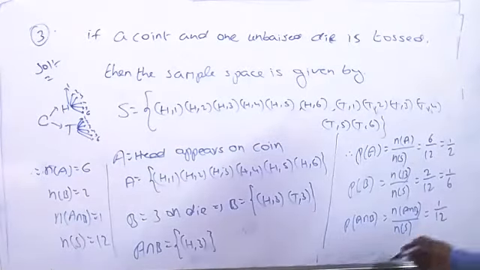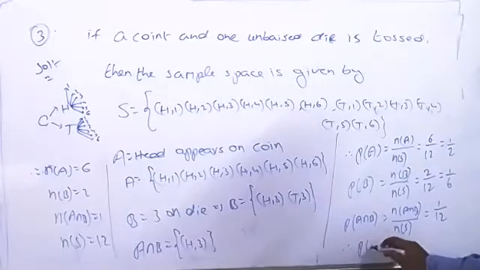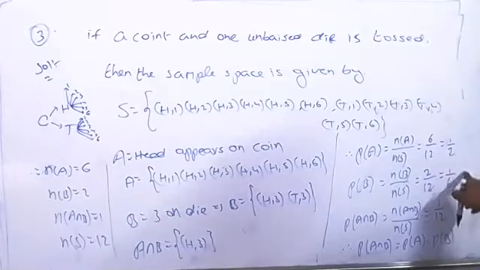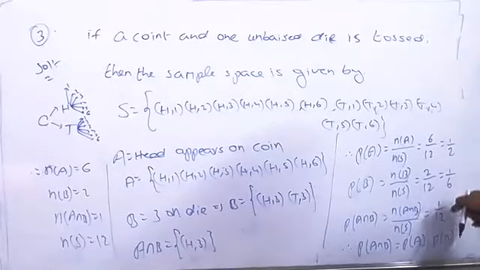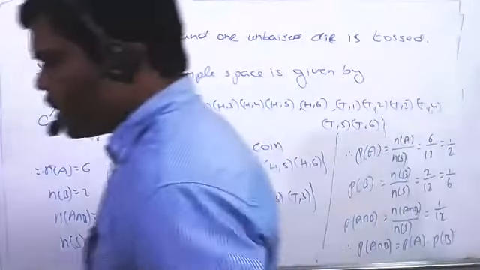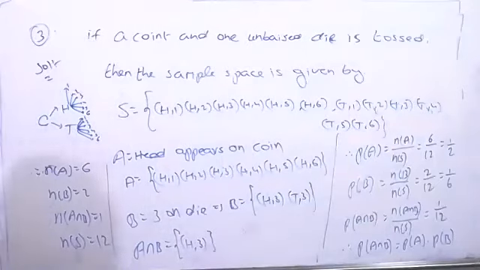Now clearly we can verify that. Probability of A intersection B is equal to probability of A into probability of B, because we are multiplying these two values. 1 by 2 into 1 by 6 is equal to clearly 1 by 12. Yes. Then what can I write now? Both A and B are independent events.